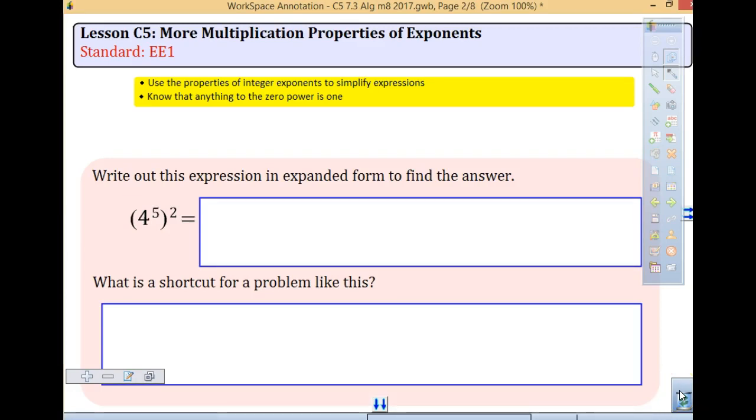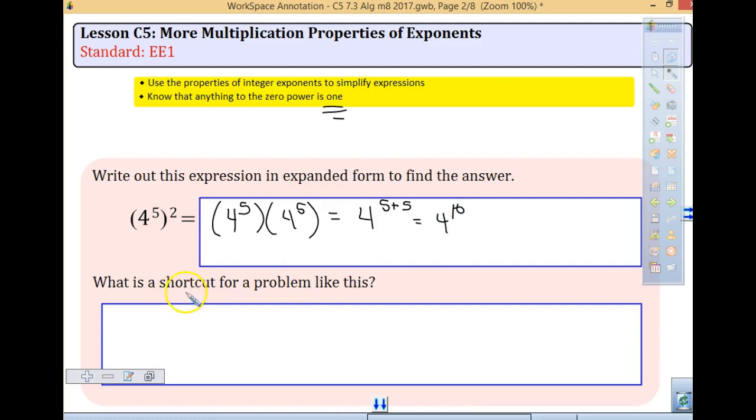Okay? So let's turn right now to your notes. So take out your notes. You can leave your workbook just open to the page where we're going. So we're going to write it out in expanded form. That means because this is to the 2nd power, how many 4 to the 5th should I have? I should have 2 of them. So I'm going to have 4 to the 5th times 4 to the 5th. Now our rule today said that when the base is the same, what are we doing with our exponent? We should be adding it. So 5 plus 5 gives us 4 to the 10th.